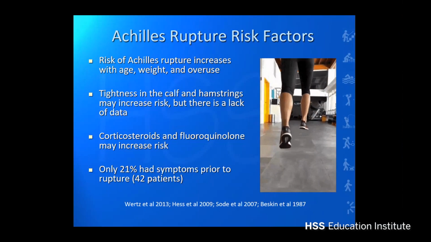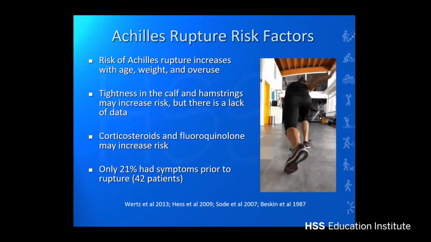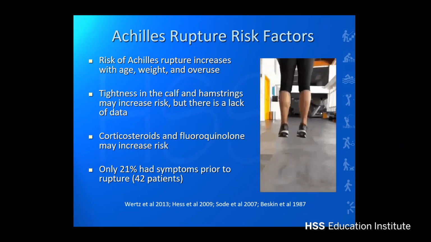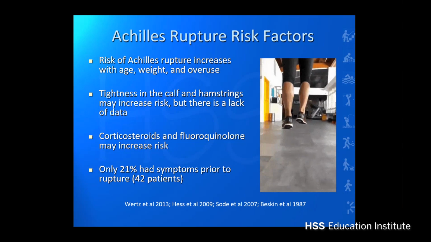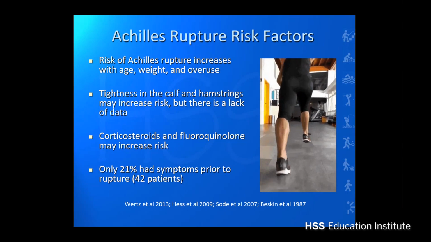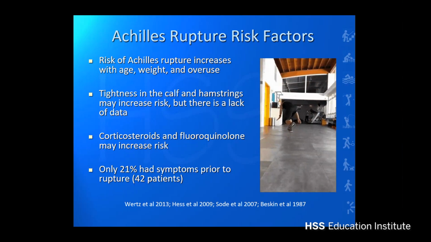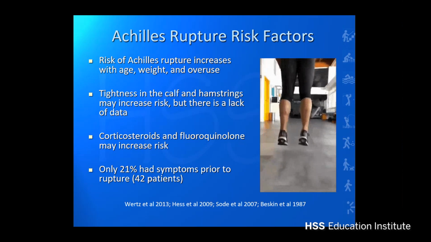The risk of Achilles rupture increases with age, weight, and overuse. Tightness in the calf and the hamstring may increase risk, but there's a lack of data. People who are on steroids or certain antibiotics may have increased risk. And the most troubling thing about Achilles ruptures is that almost 80% of patients never have pain there before. So in terms of trying to predict who's going to rupture their Achilles, it's still a little bit of an enigma.